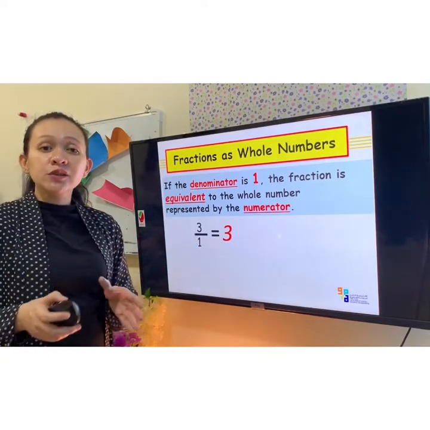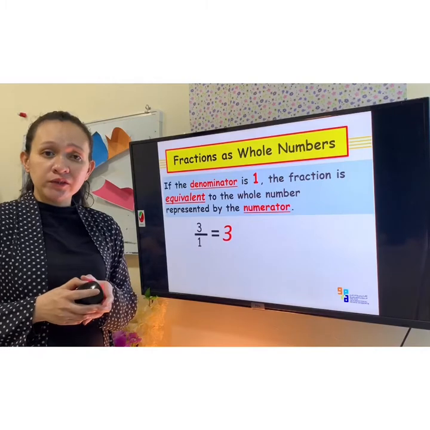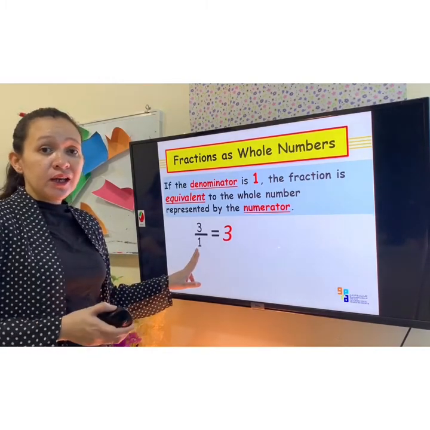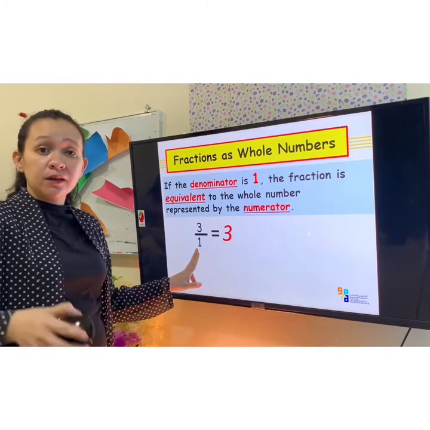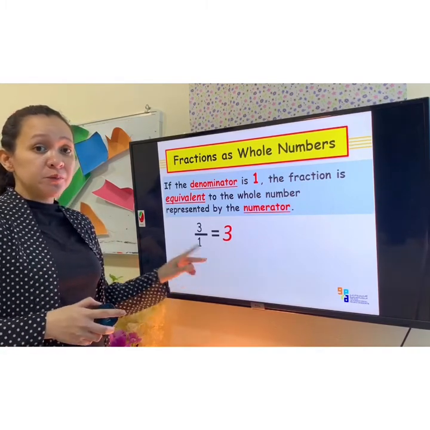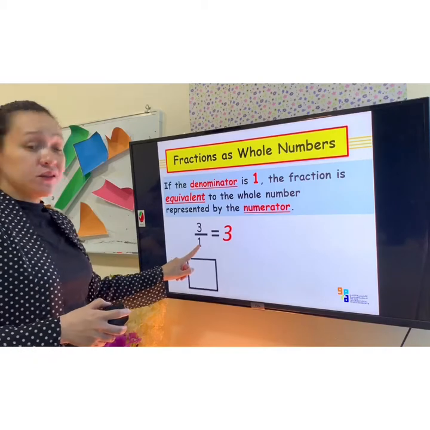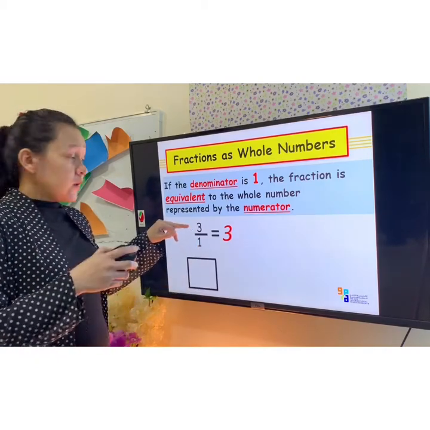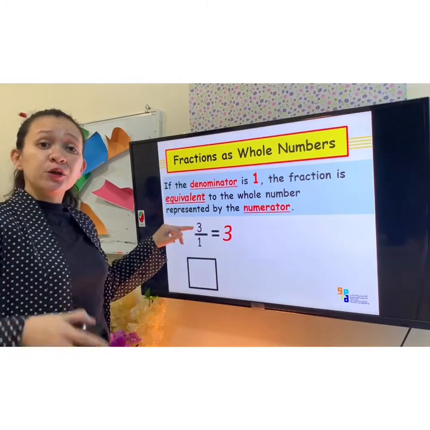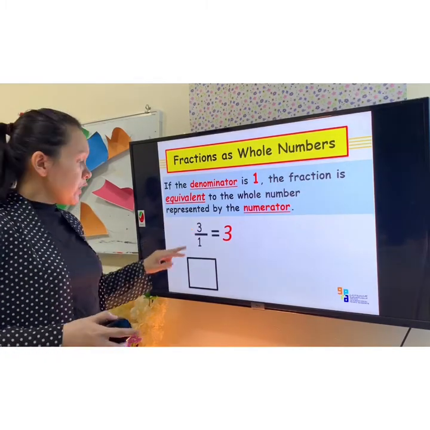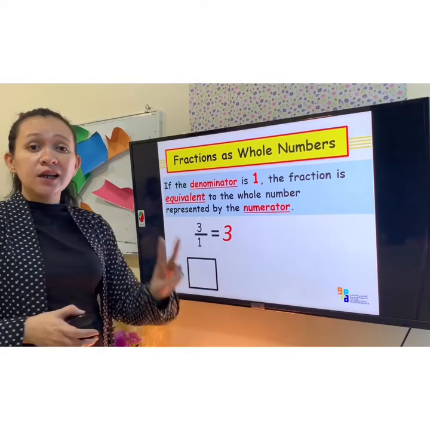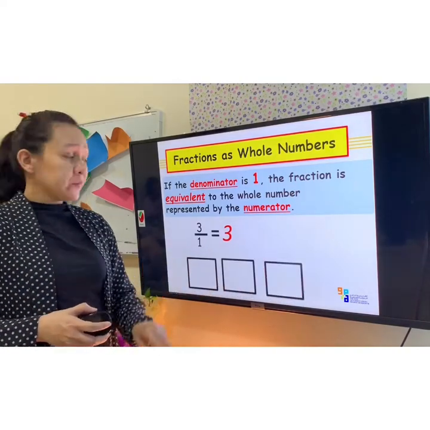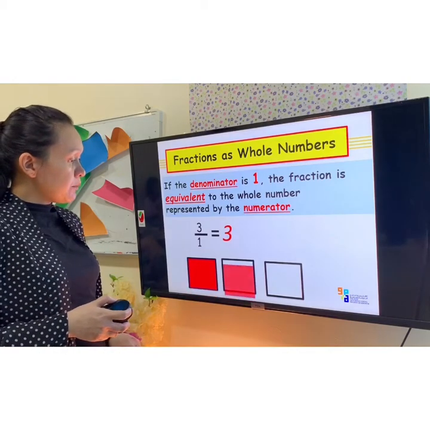Now we are going to use a figure so it's easy for us to understand. Remember, 1 here is our denominator, and the denominator is the total number of parts. So we are going to put here 1 part, since it is 1. But if you check our numerator here, it is the number of parts shaded in. We have only one part, so we need another 2. So that's why we are going to put here 2. So we are going to shade all the 3 parts.